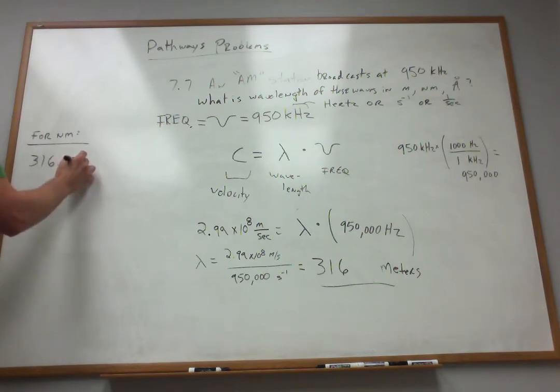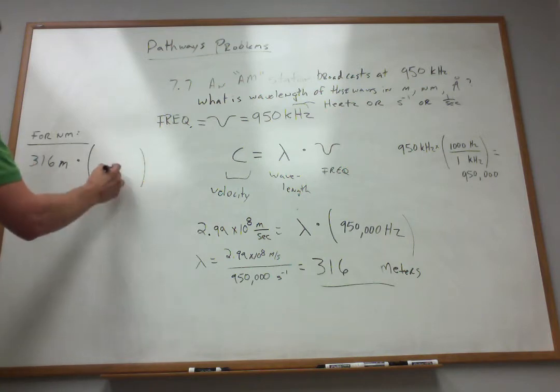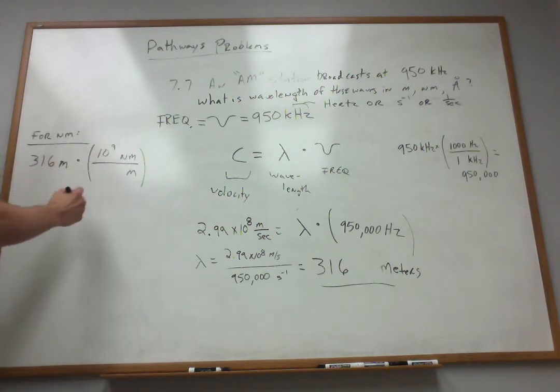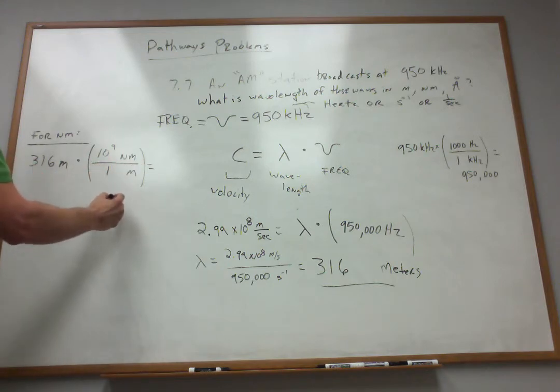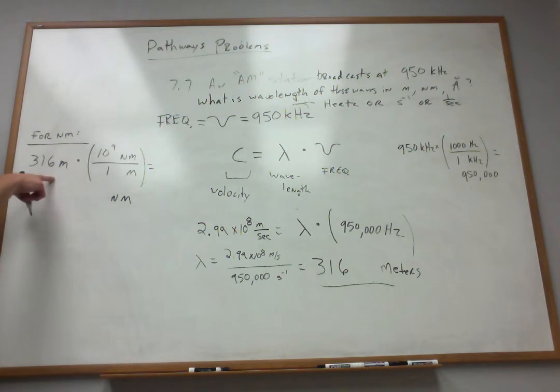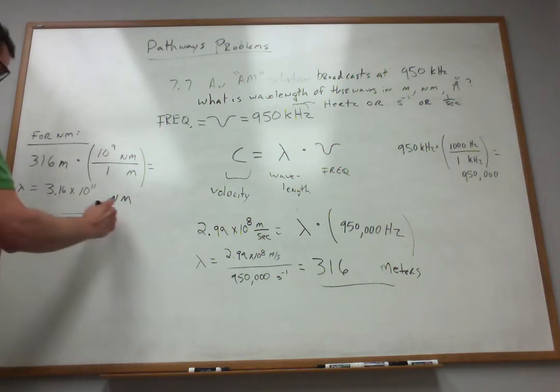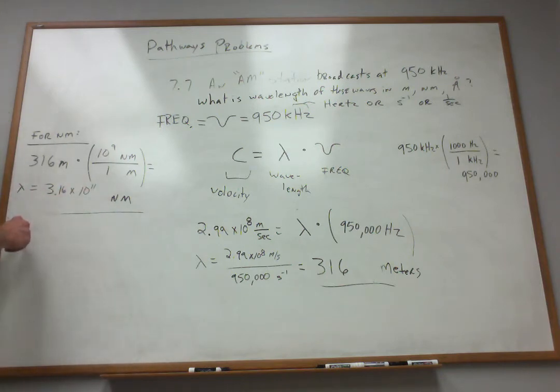Okay, so 316 meters. If I want to convert that into nanometers from meters, I have to realize that there are 10 to the 9th nanometers in 1 meter. So I actually have to multiply this number by 1 billion, essentially, okay? And if I want to write it in scientific notation, it works out to be 3.16 times 10 to the 11th nanometers is the wavelength of one of these waves, okay?